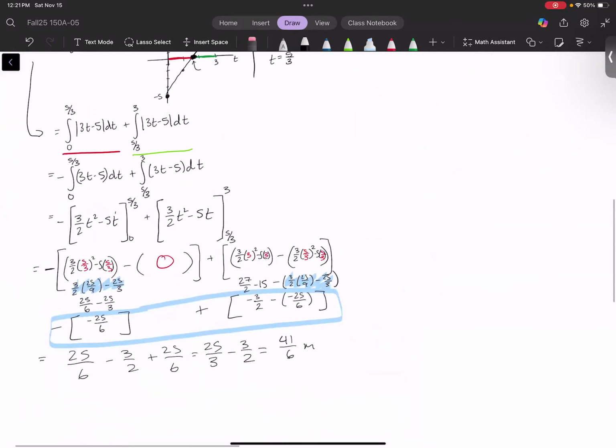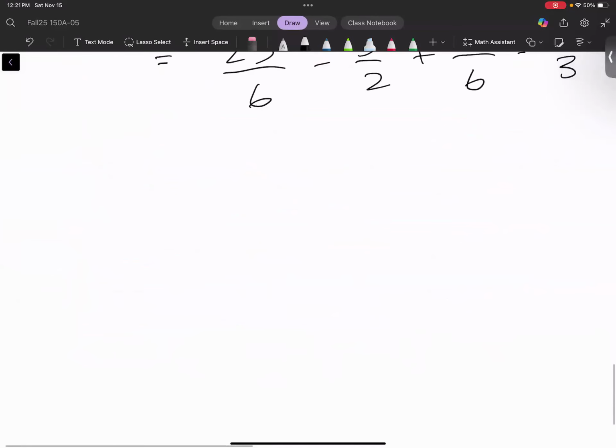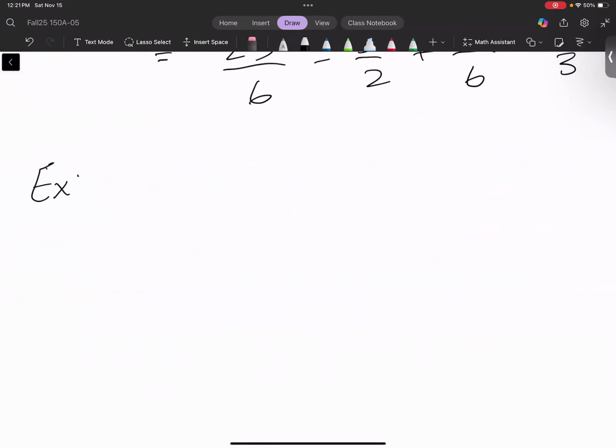So leave that on the board. And then I want you guys to go ahead and try this one. For this one, you'll have to remember your antiderivative. So do both. Find displacement and total distance traveled.